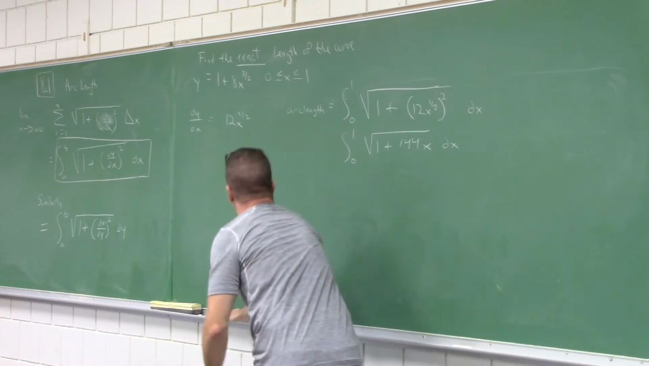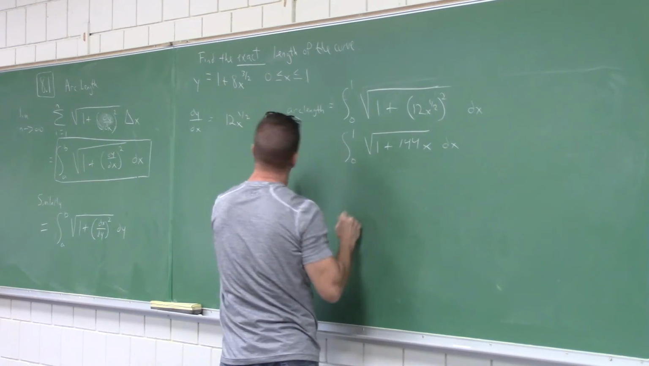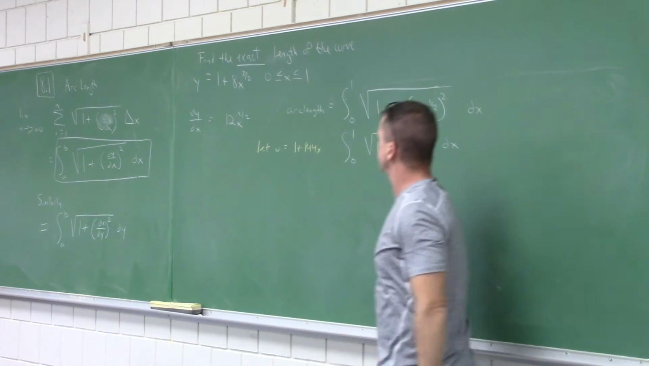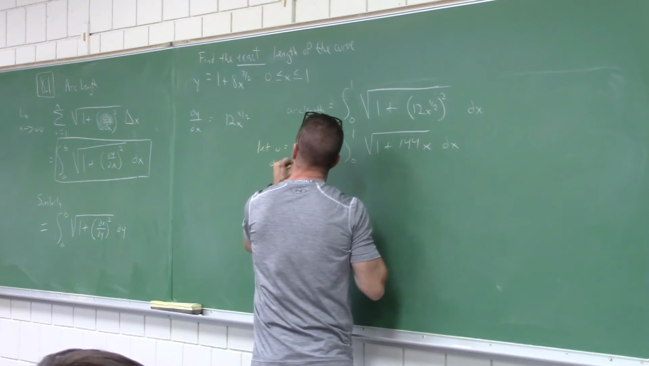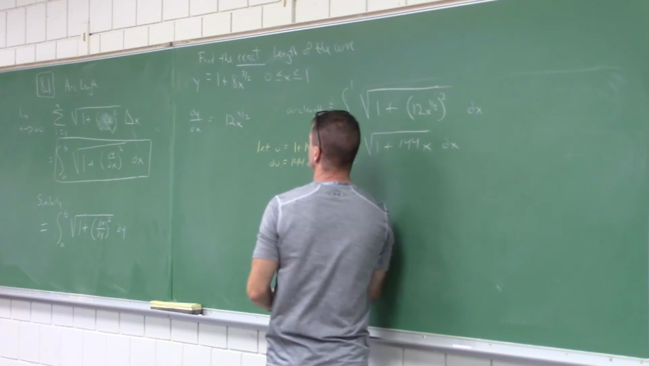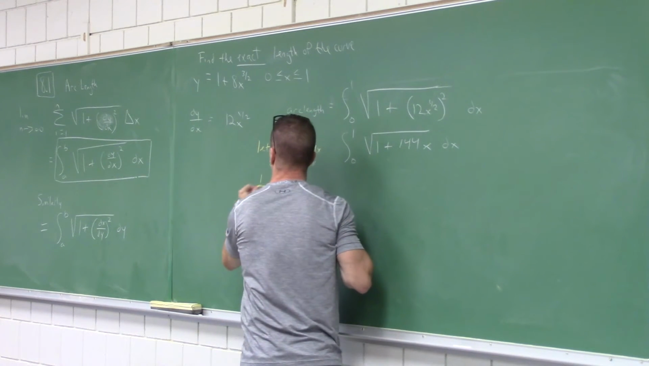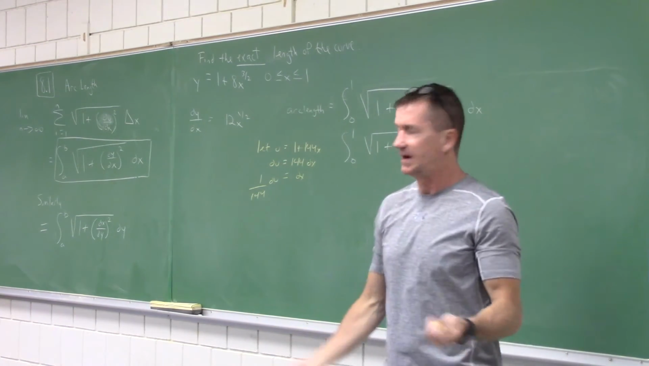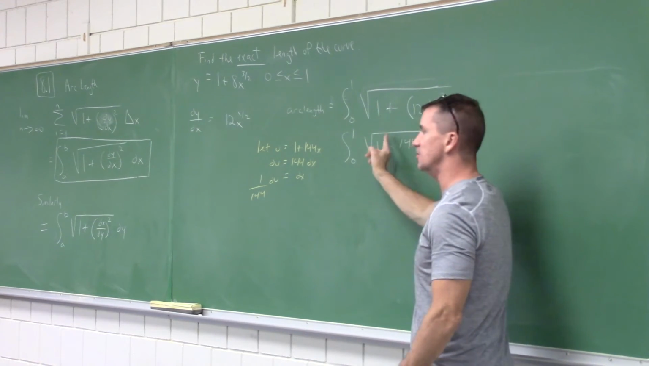Here, I'll change the color. Let u equal 1 plus 144x. So what's du? 144 dx. So what's the dx? Just 1 over 144 times the du, right? But now we can get this thing rolling. See, now we'll just have a square root of u. We can integrate that.